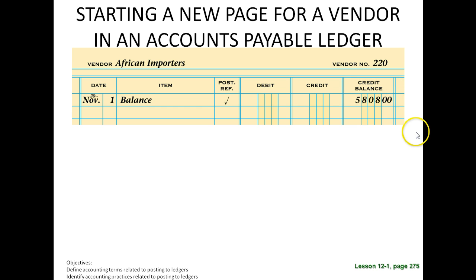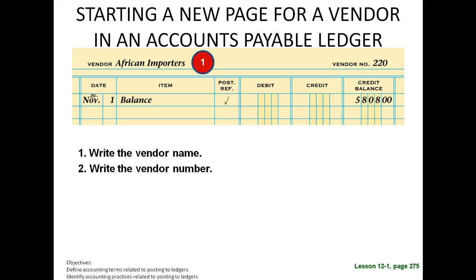So this is the process for creating a new page. We write the vendor name, which we either pulled from an invoice, or hopefully we just pulled it from the prior page. We write the vendor number, which is 220. We assigned that when we open an account for this vendor, or we can pull it from the chart of accounts. We write our date. So again, this is the first line in this ledger. So we put our year, we put our month, and then the day.